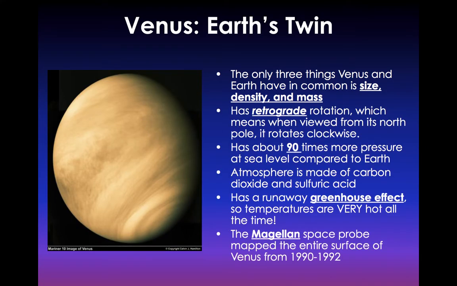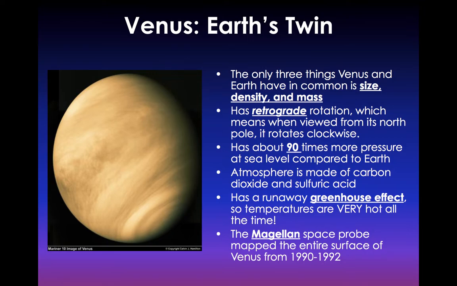Now we're talking about Venus. The only three things Venus and Earth have in common are size, density, and mass. I meant to take this out, but they refer to Venus as Earth's twin because it's close to Earth and it's similar in size, density, and mass, but other than that, they're very, very different, and Venus does not have any life on it, as we know anyway.